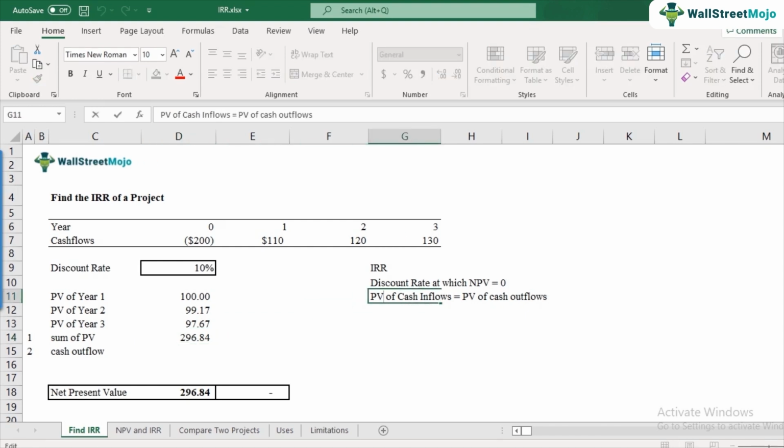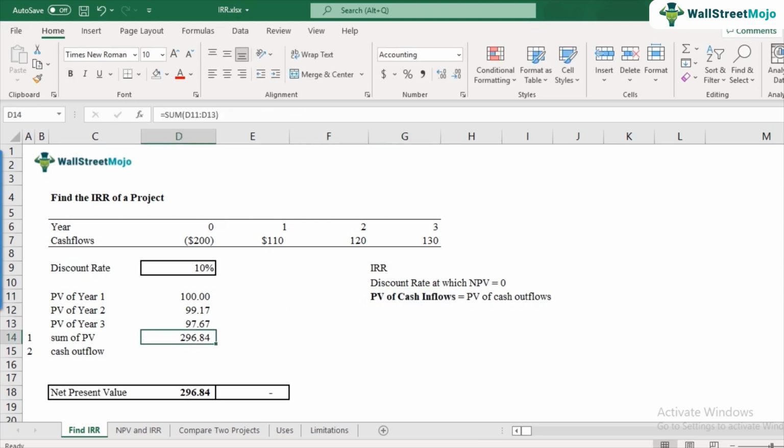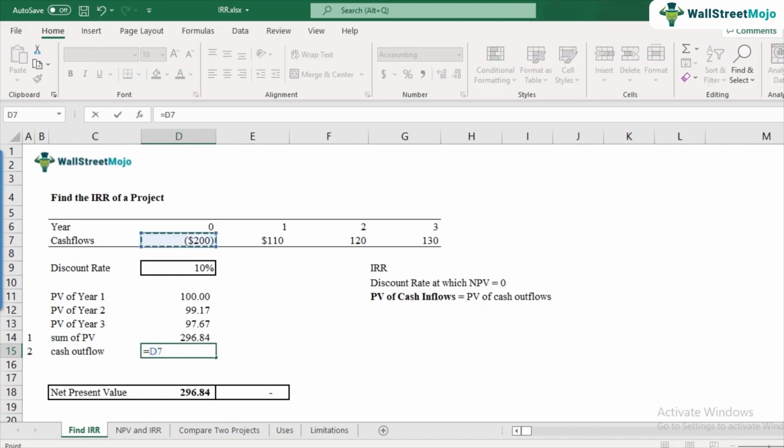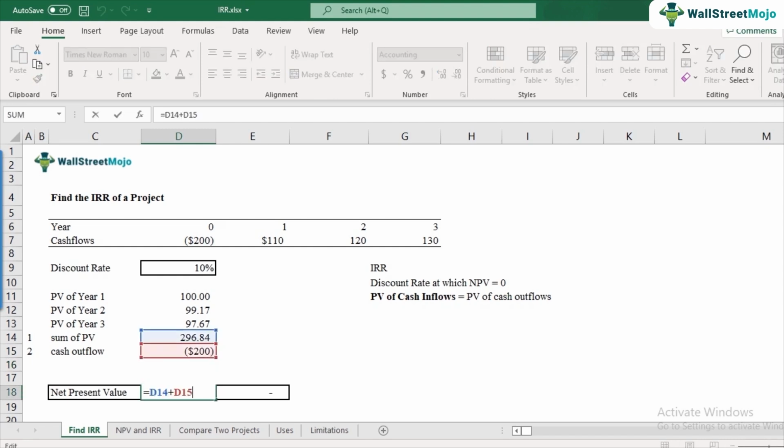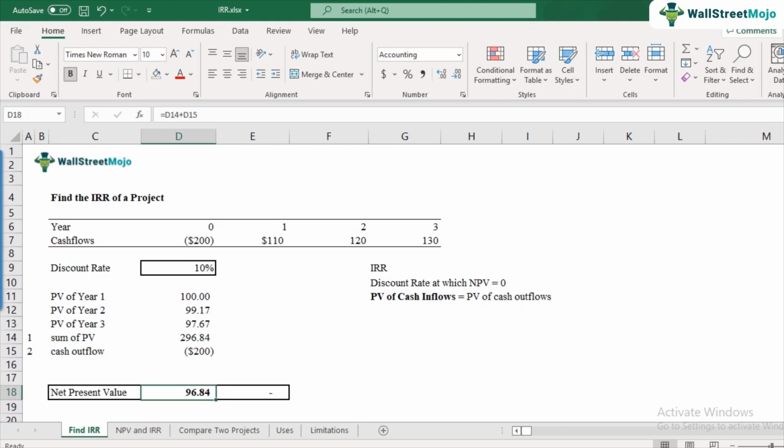So if you look at this equation, we know that present value of cash inflows has come out to be 296.84. What's the cash outflow? The cash outflow is $200. Okay. So what is the net present value? The net present value is basically the sum total of these two, cash outflows and cash inflows. When we do the sum total, we get the net present value. So in this case, what has happened is we got a net present value which is positive, right?